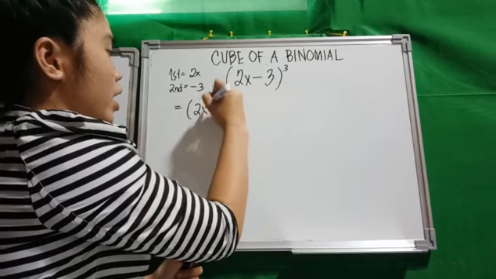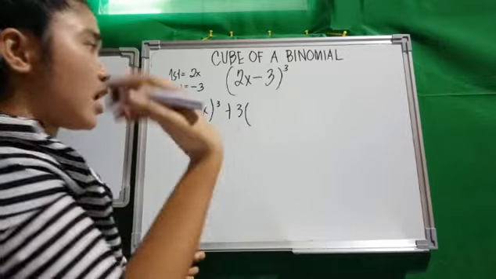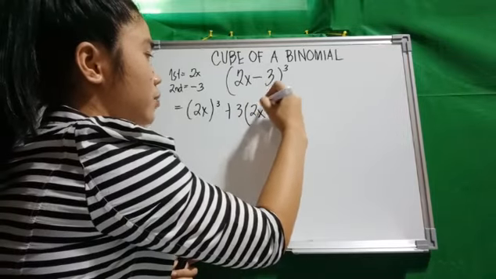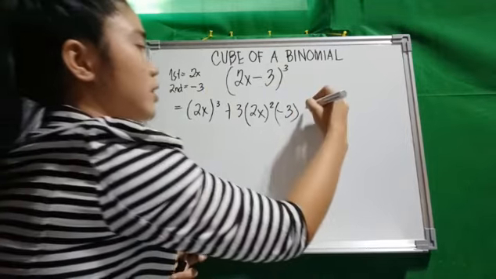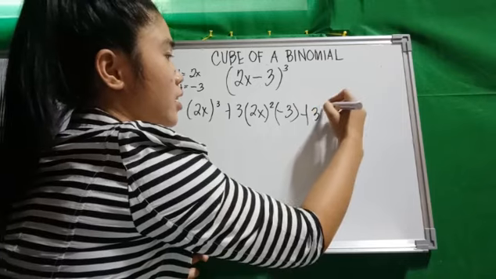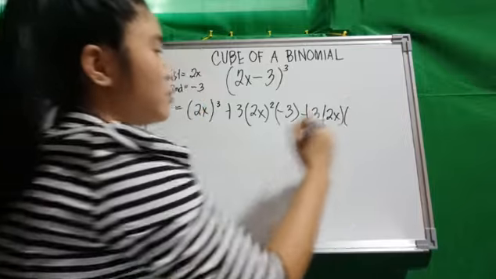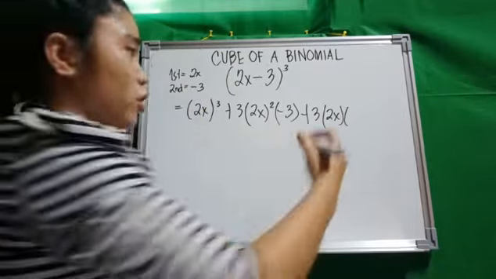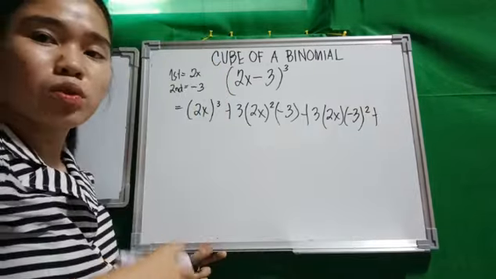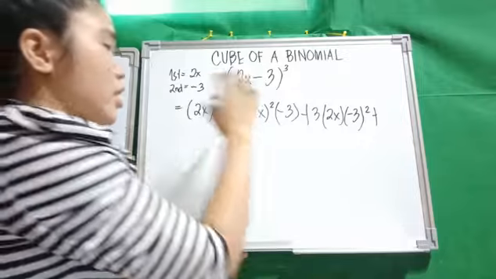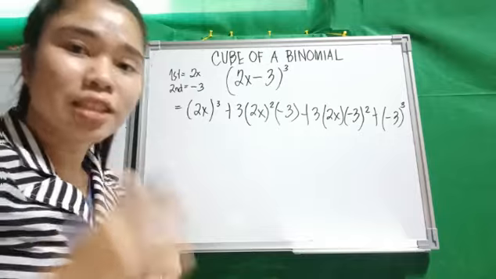We have 2x cube. The next is to add 3 times the first term squared, times yung ating second term, which is negative 3. Then after that, mag-add ulit tayo ng 3 times the first term, which is 2x, times the square of the second term. So, negative 3 square. Then, the last step is to cube the second term, which is the negative 3. Negative 3 cube. So, after nyan, simplify na natin.